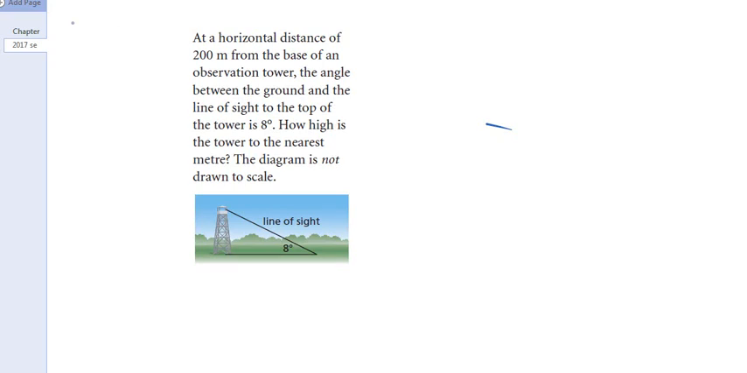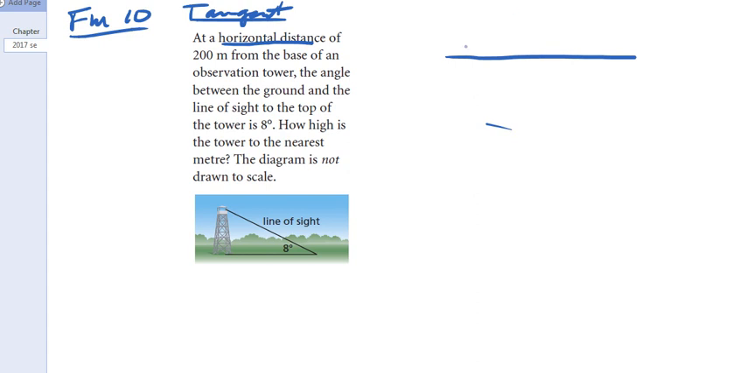So with this problem here, Foundations of Math 10, we're talking about the tangent ratio. The question says this: at a horizontal distance, obviously horizontal is a flat line like this, of 200 meters from the base of an observation tower. So here's the observation tower, and here's the horizontal distance. Okay? So let's keep reading and then we'll label this diagram that they've started for us.